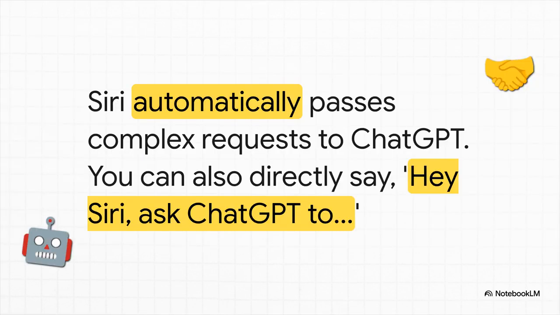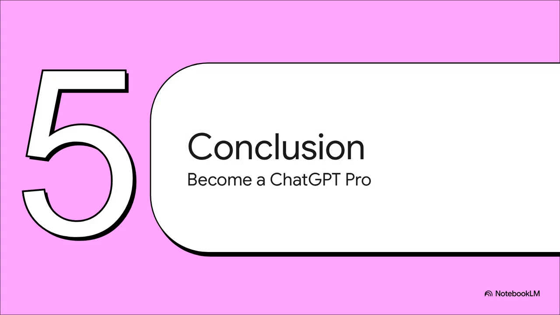So once that's all enabled, here's how it works. If you ask Siri something it can't handle, it'll automatically pass that request over to ChatGPT. Or you can just call on it directly. You can say, "Hey Siri, ask ChatGPT to write me a YouTube script." It'll generate the response right there, and you can even save the whole thing straight into your Apple Notes. So cool. And there you have it.